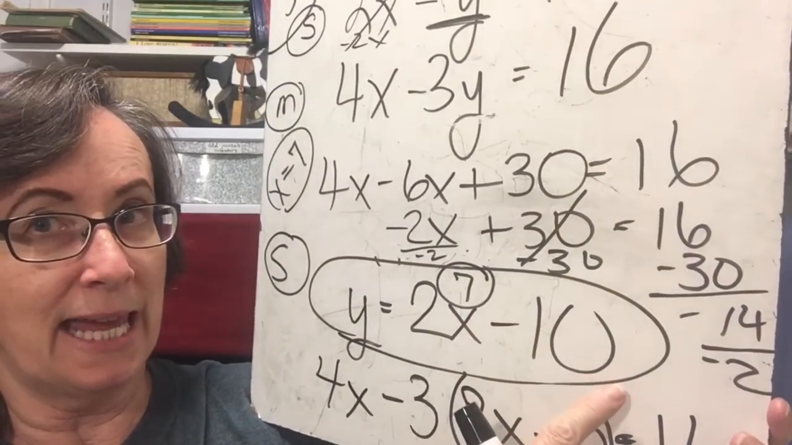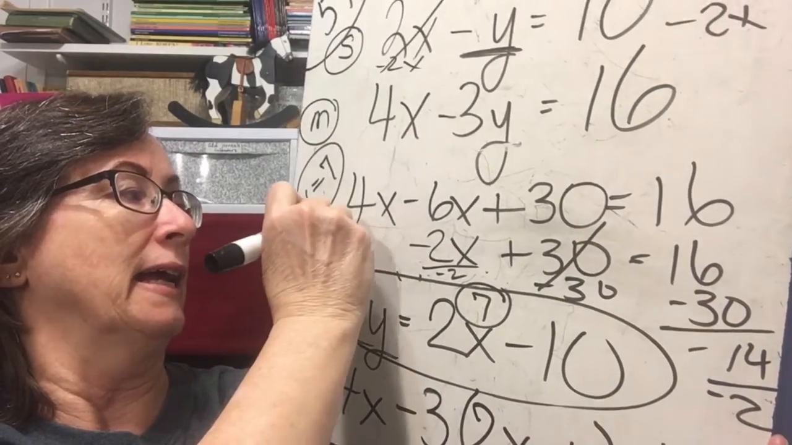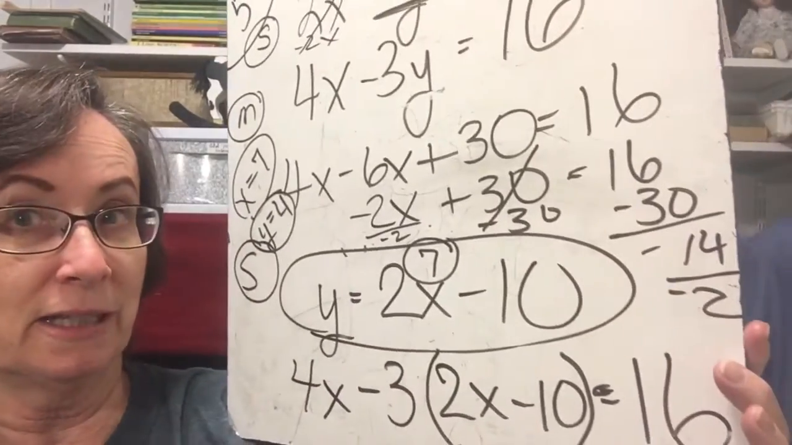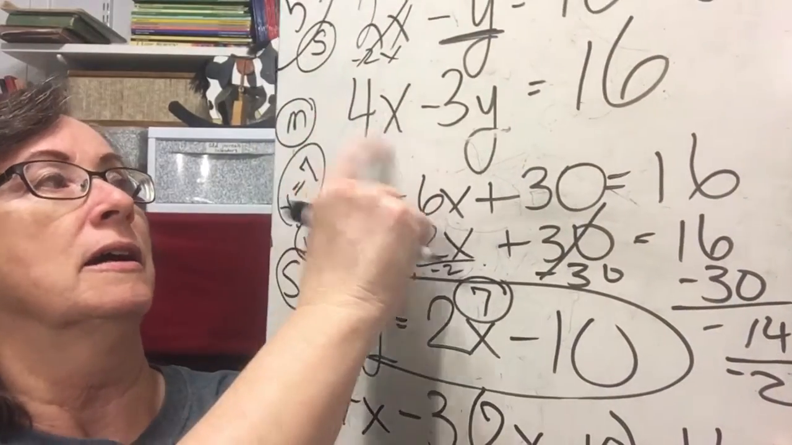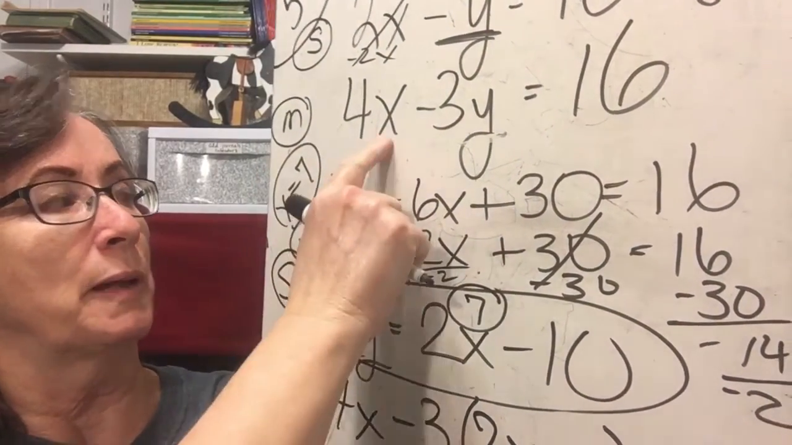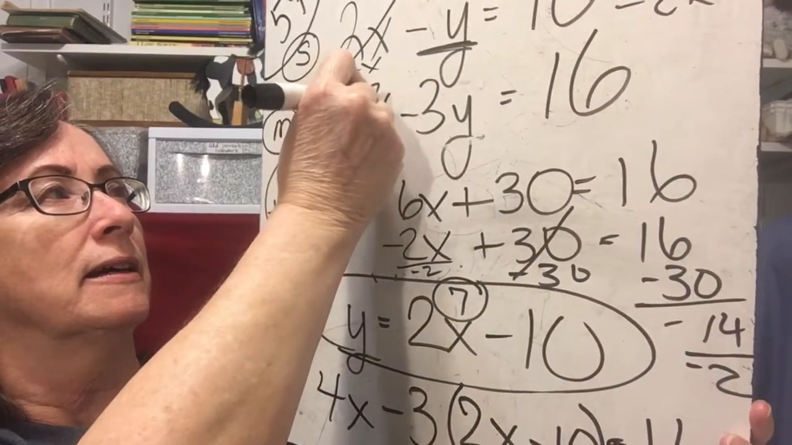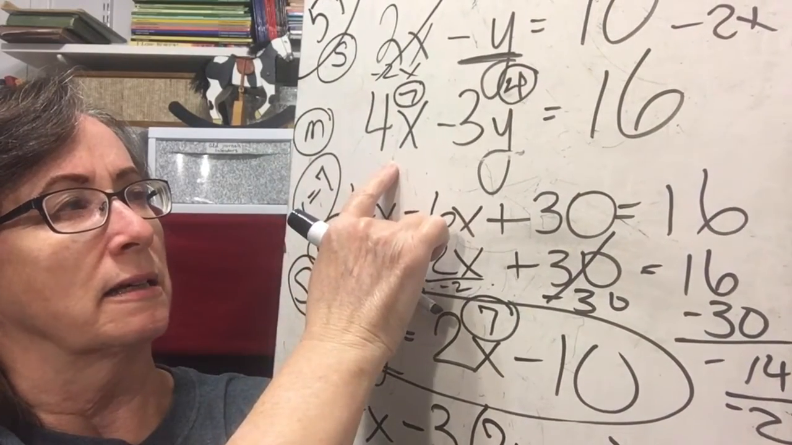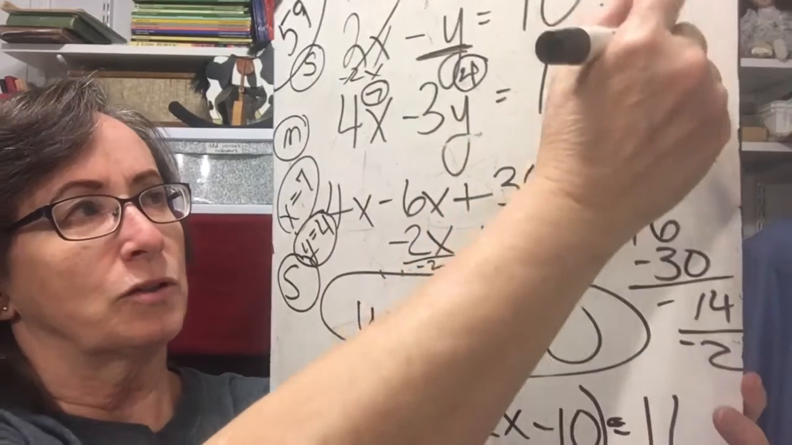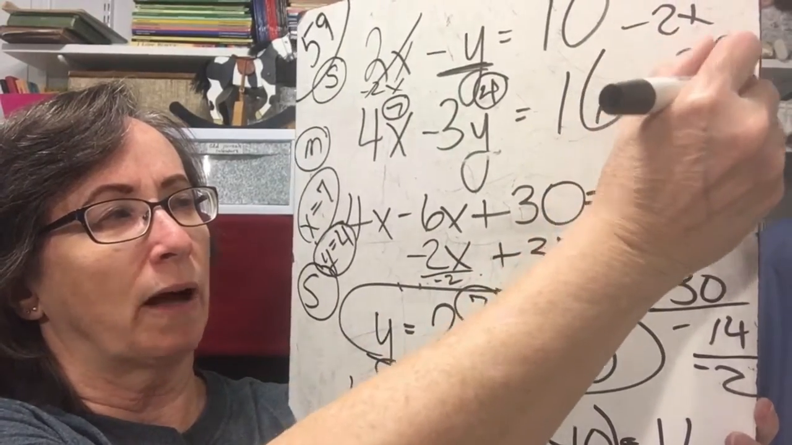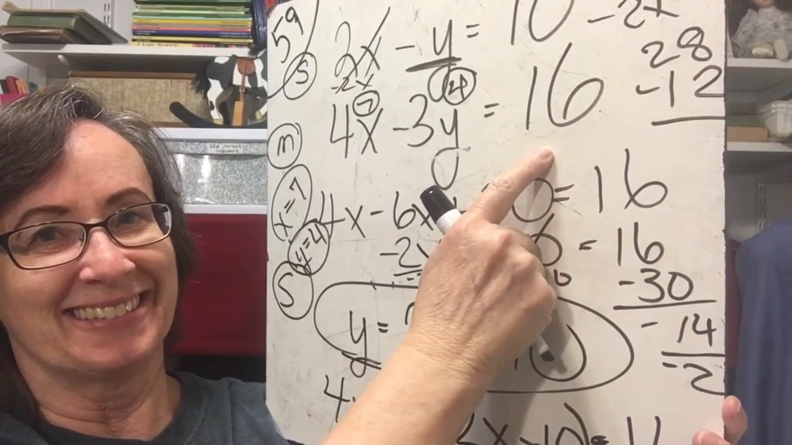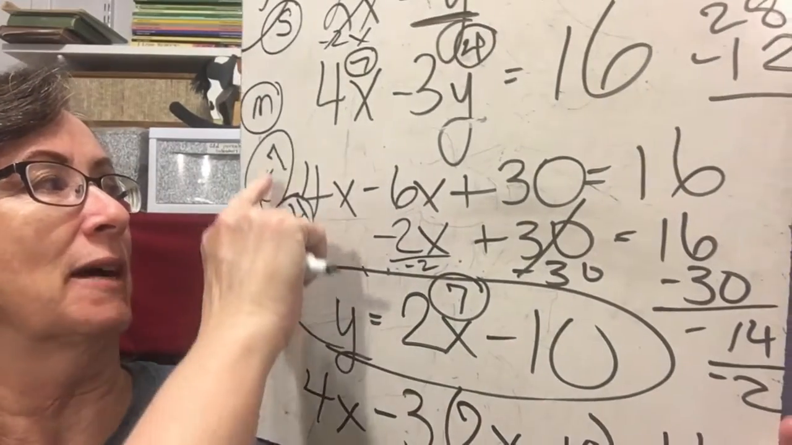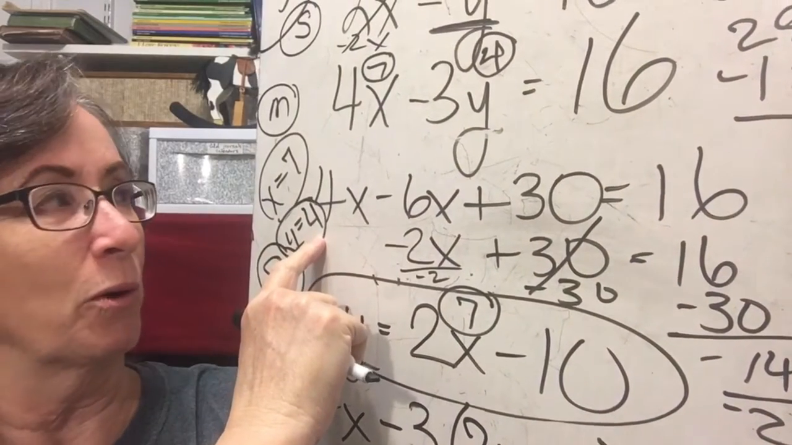14 minus 10 is 4. So y is 4. Okay, so now we've checked it in this one. The only thing we have left to do is to check it back into our main equation here. So we're going to plug it in there. X is 7. Y is 4. 28 minus 12. Is that 16? And it is, isn't it? Therefore, that verifies that my answer is correct, and my answer was 7, 4, the ordered pair.